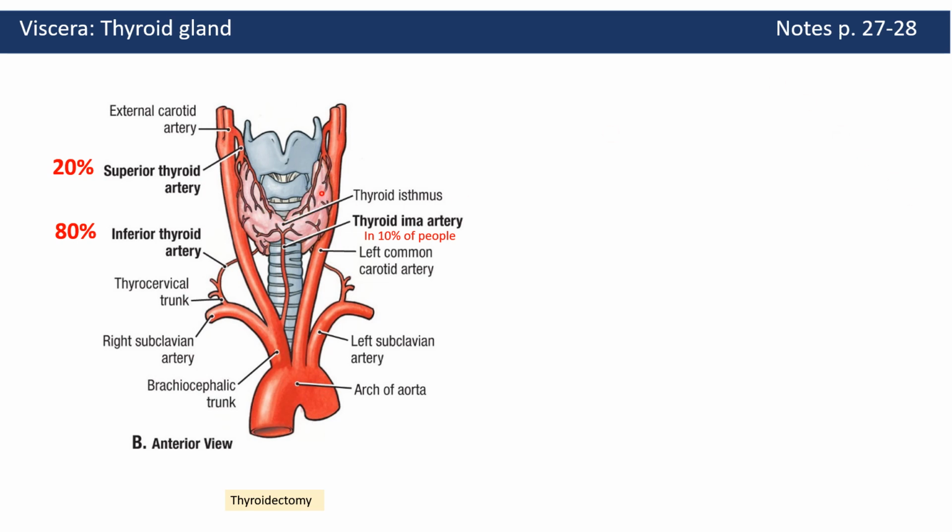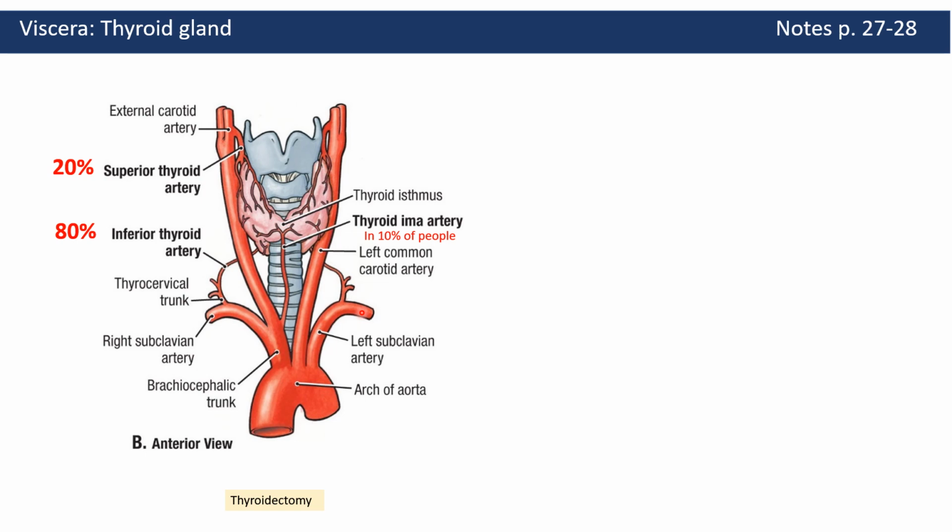Blood supply to the thyroid gland is through the superior thyroid artery, which is a branch of the external carotid artery. It's responsible for 20% of it, but the bulk of the blood supply to the thyroid gland is due to the inferior thyroid artery. The inferior thyroid artery is a branch of the thyrocervical trunk, which came off the right and left subclavian arteries, respectively.